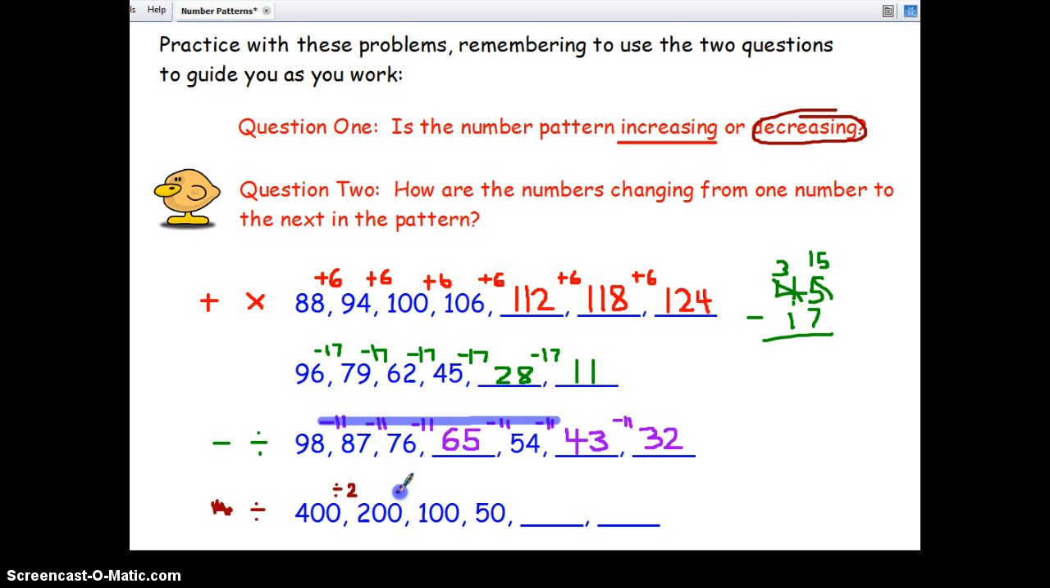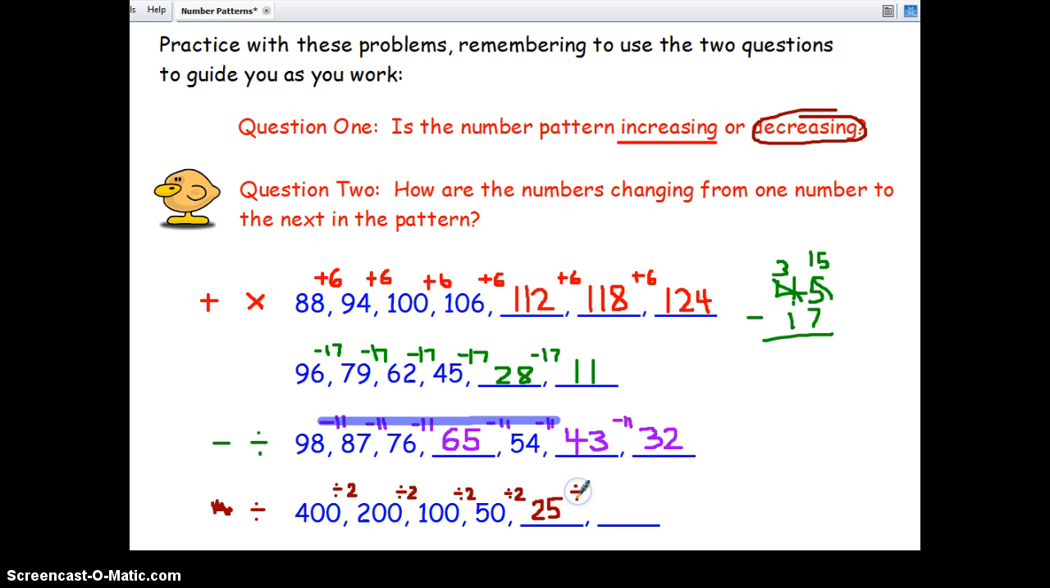If I take 200 and I split it in half, or I divide it by 2, do I get 100? I sure do. If I take 100 and I divide it by 2, my rule still stays. If I take 100 and I divide it in half, I get 50 each. So now, since my rule I know is divide by 2, now I need to keep going. 50 divided by 2, what do I get? It's like 50 cents. The two coins that equal 50 cents are a nickel a piece, right? 25. 50 divided by 2 is 25.